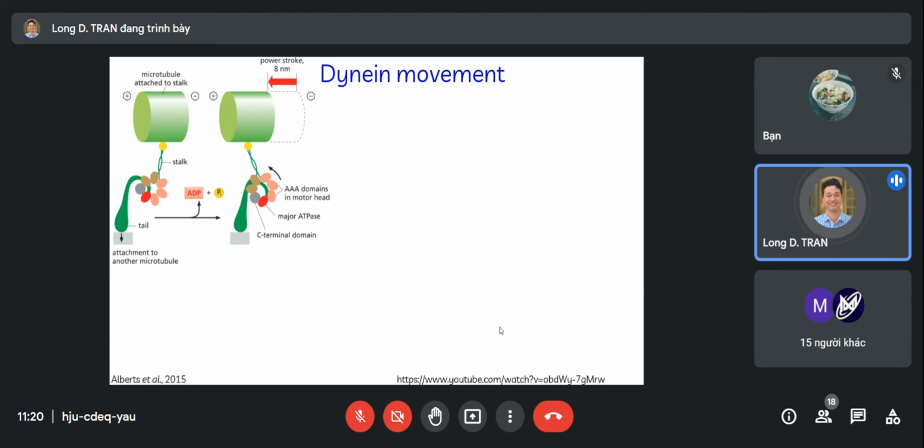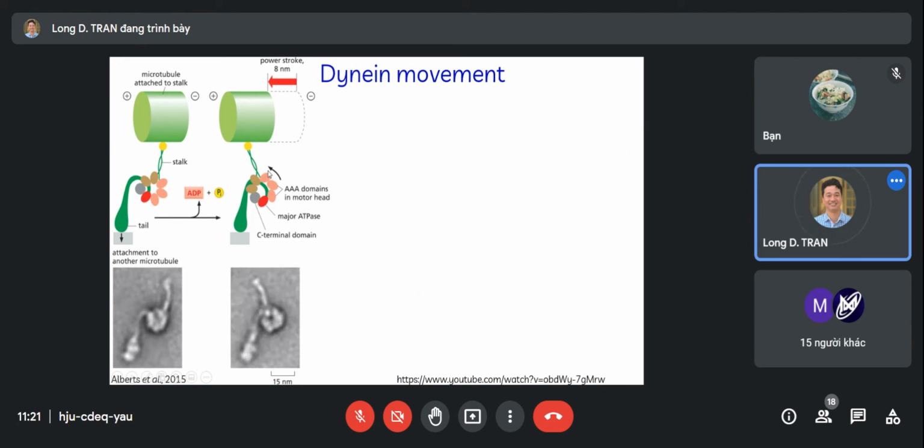So when the ATP is hydrolyzed, the stalk will change its location because of the rotation of the ATPase domain. The stalk changes position and slides around 8 nanometers. So the movement of dynein and kinesin is only around 8 nanometers, much shorter compared to the microtubule.